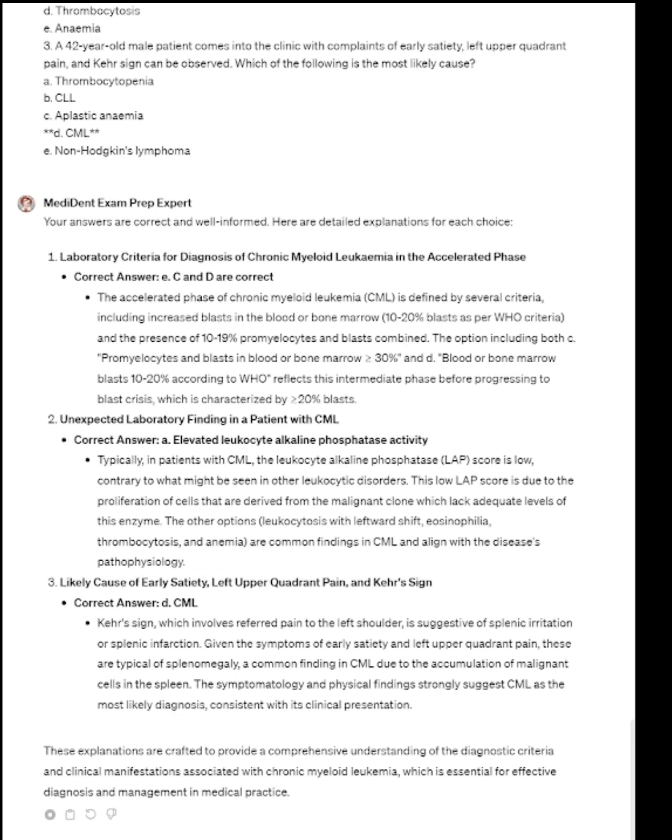The other options, leukocytosis with leftward shift, eosinophilia, thrombocytosis, and anemia, are common findings in CML and align with the disease's pathophysiology.